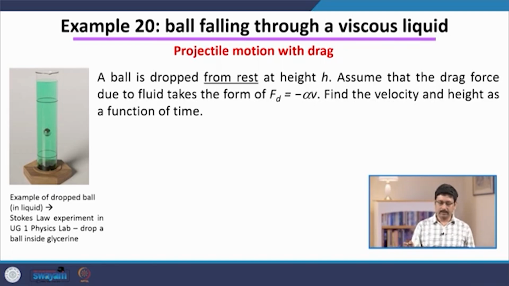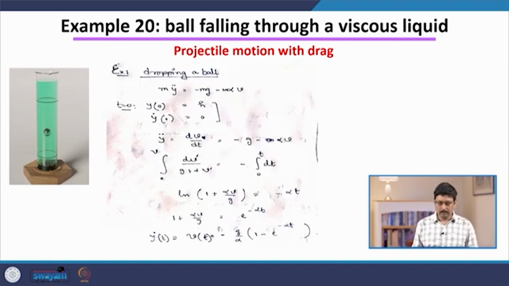So, assume that the drag force due to the fluid takes the form F is minus alpha v, where alpha is a constant. So, it is linearly proportional to v, and this minus indicates that the direction is opposite to the direction of the velocity. In the last lecture we found out under what condition we expect the drag force to take this particular form. So, the question is: find the velocity and height as a function of time. Here is the solution of how to do it.